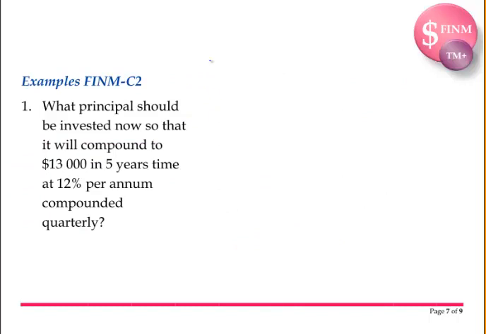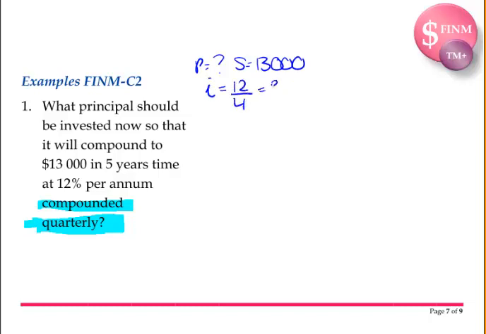What principal should be invested, so P, I don't know, so that it will compound to $13,000? So S will be $13,000 in 5 years' time at 12% per annum, and my key here is compounded quarterly. Okay, so that means that my i is going to be 12 divided by 4, which is 3%, or as a decimal 0.03, and my n is going to be 5 times 4, which is 20.